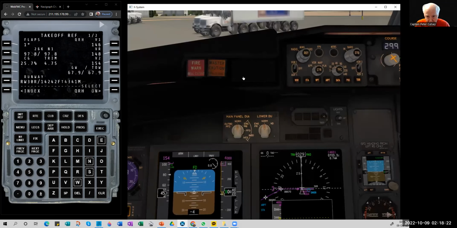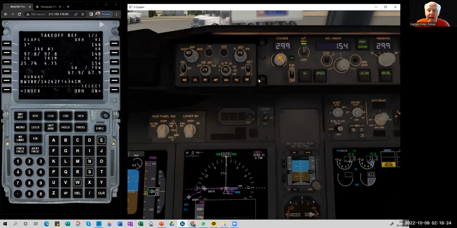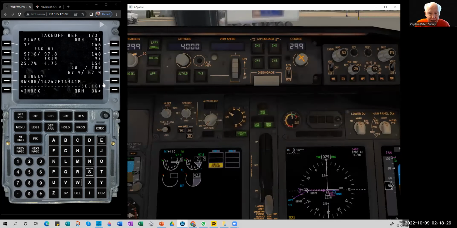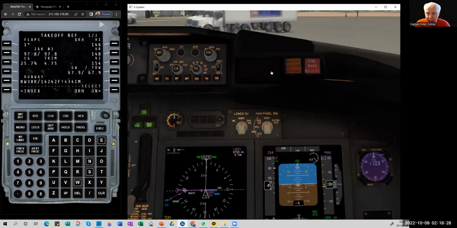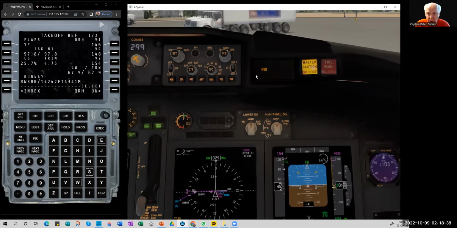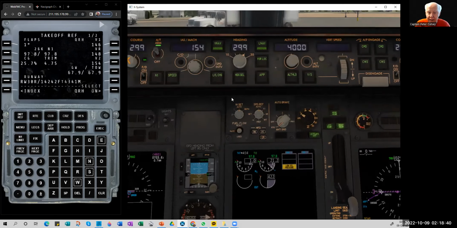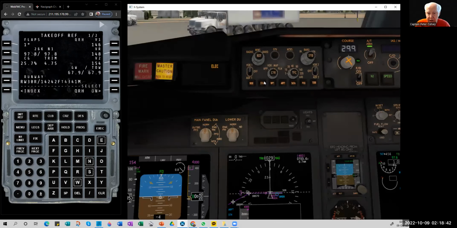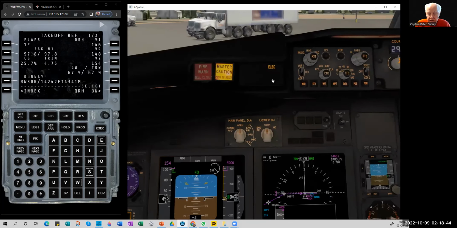Just before I do that, let's go across to the other side and see what happened when we actually canceled. So canceled on both sides. Now to bring it back, we push recall. The recall brings back both the master caution in this case and the faults, the hydraulic and the elect. So that is one example of how effective this system is.